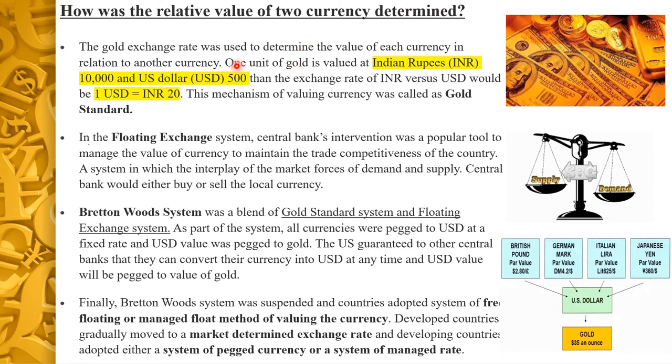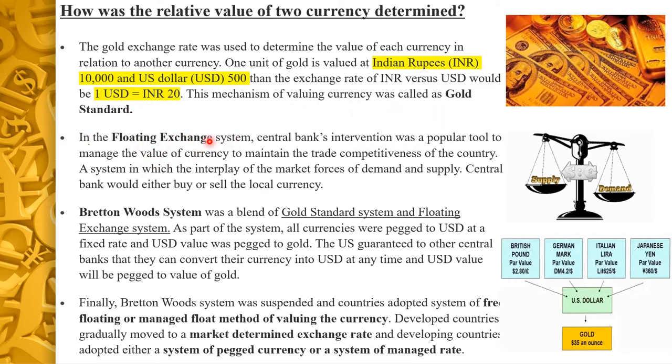For example, if 1 unit of gold is worth 10,000 in INR and the same 1 unit of gold is worth 500 in USD, then the exchange rate between these two currencies would be 1 USD equal to 20 INR. So this is the relative value of two currencies with respect to one another. So the relative value here was determined by the cost of a certain quantity of gold prevalent in each of the trading parties' country. From gold standard, we switched to floating exchange rate system.